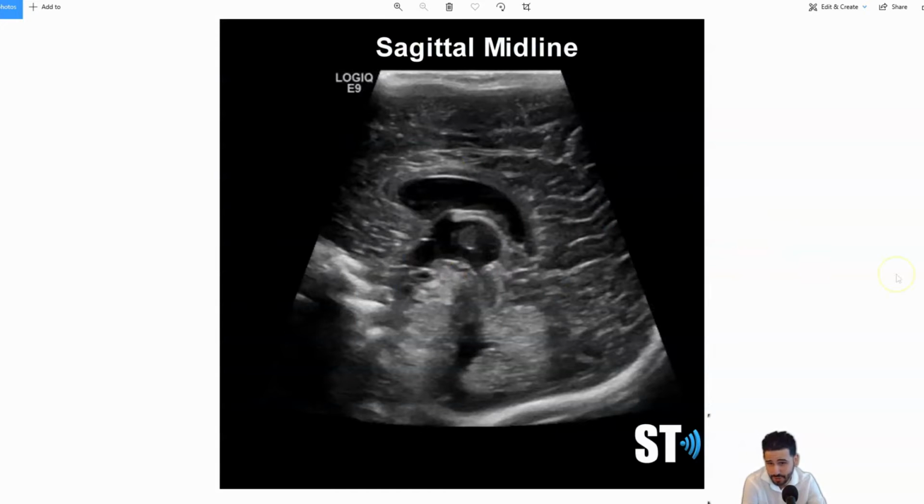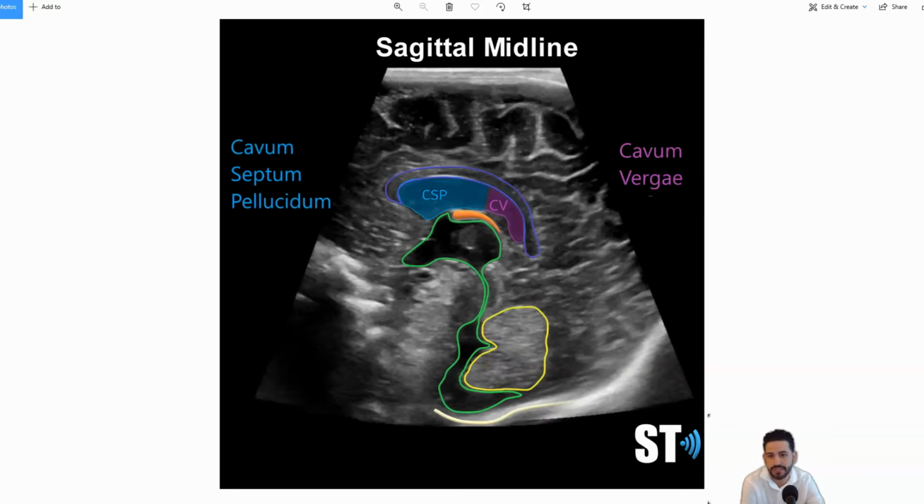So beginning sagittal midline, again, you have the corpus callosum right here, thalamic adhesion, third ventricle, cerebellar vermis, fourth ventricle, and here's with the labeling. Corpus callosum, again, rostrum, genu, body, and splenium, CSP, cavum vergae. Here is the cerebral aqueduct, or aqueduct of Sylvius.